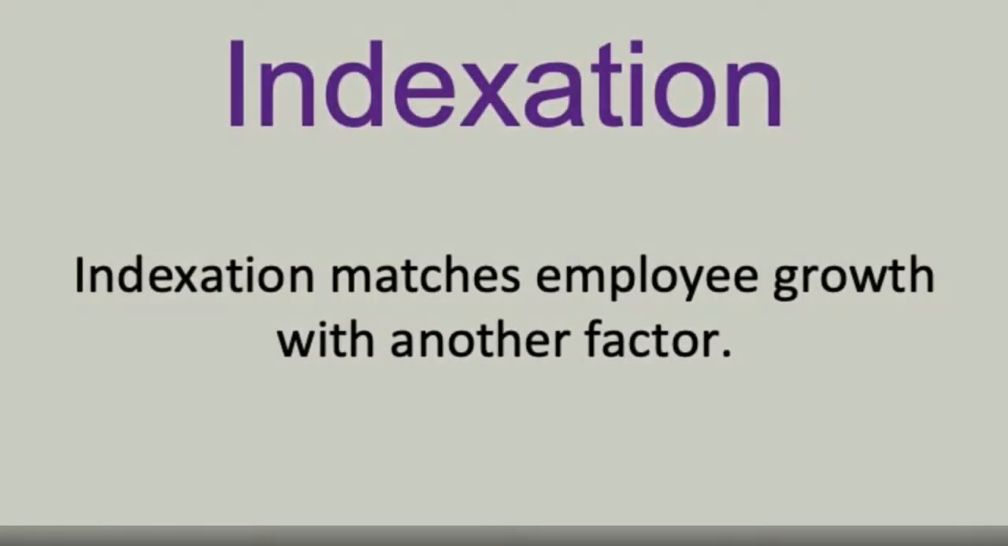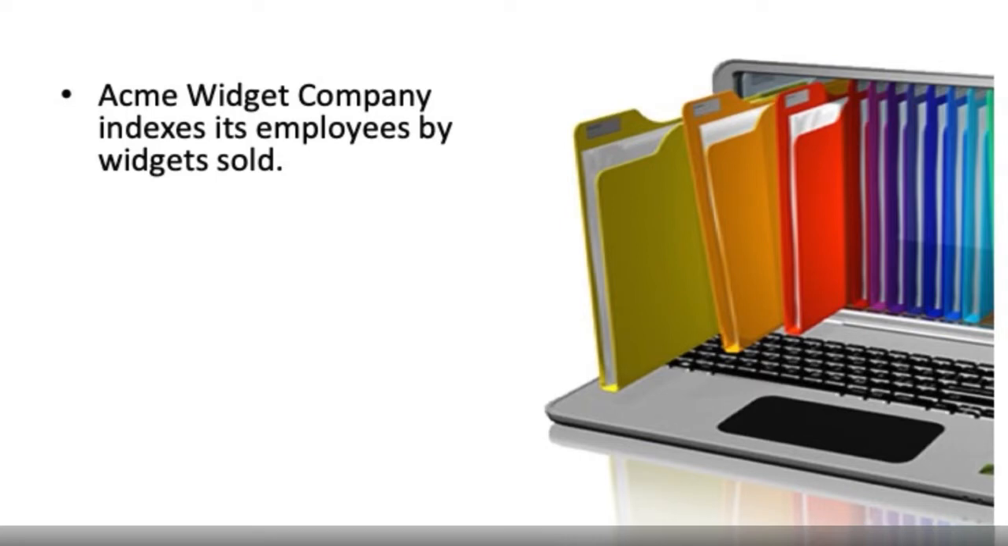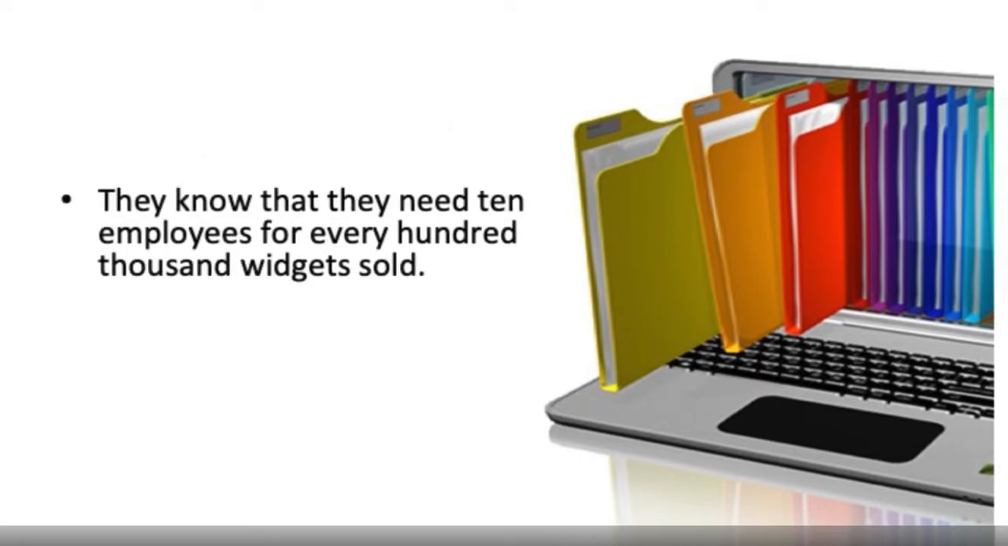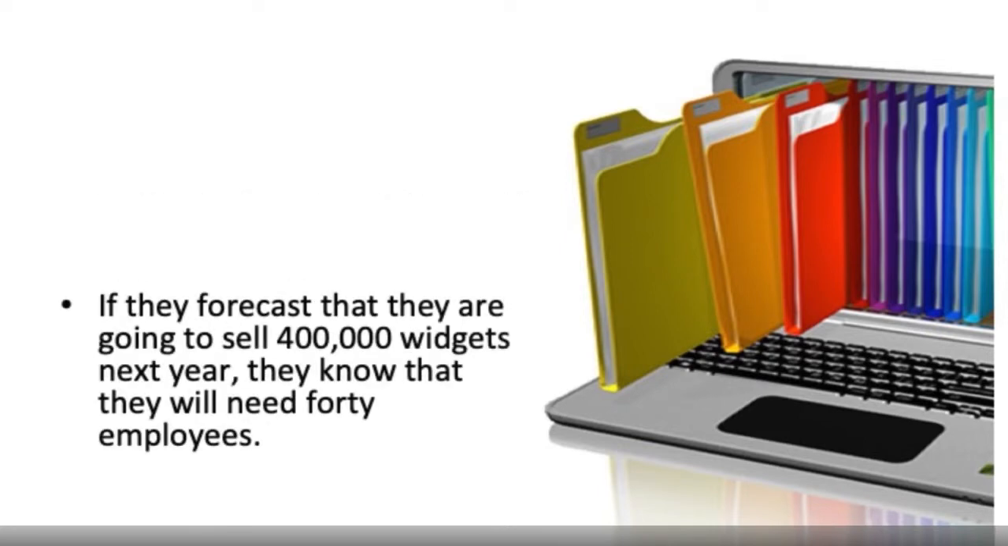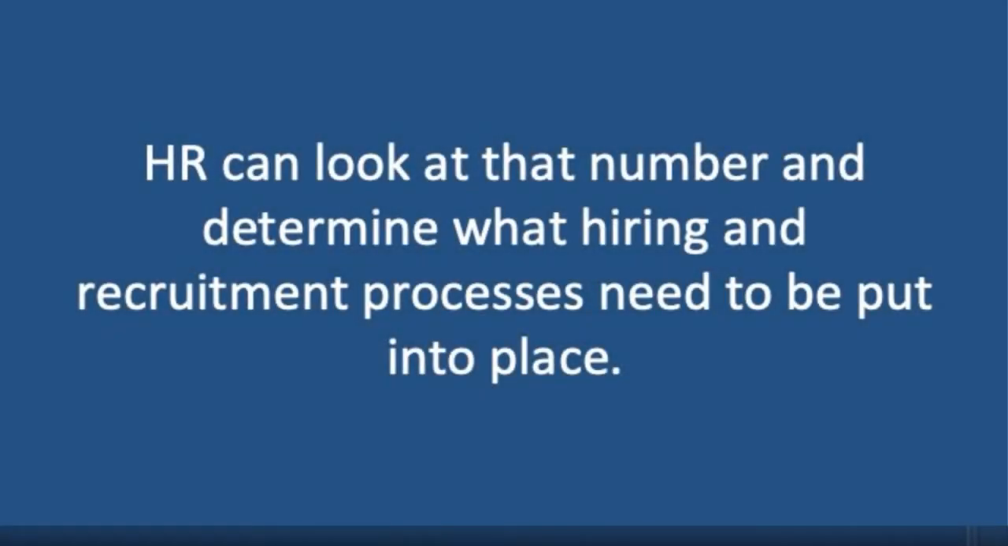Next is indexation. Indexation matches employee growth with another factor, such as sales or revenue. Let's say that the Acme Widget Company indexes its employees by widgets sold. They know that they need 10 employees for every 100,000 widgets sold. So, if they forecast that they are going to sell 400,000 widgets next year, they know that they will need 40 employees. Then, human resources can look at that number and determine what hiring and recruitment processes need to be put into place.